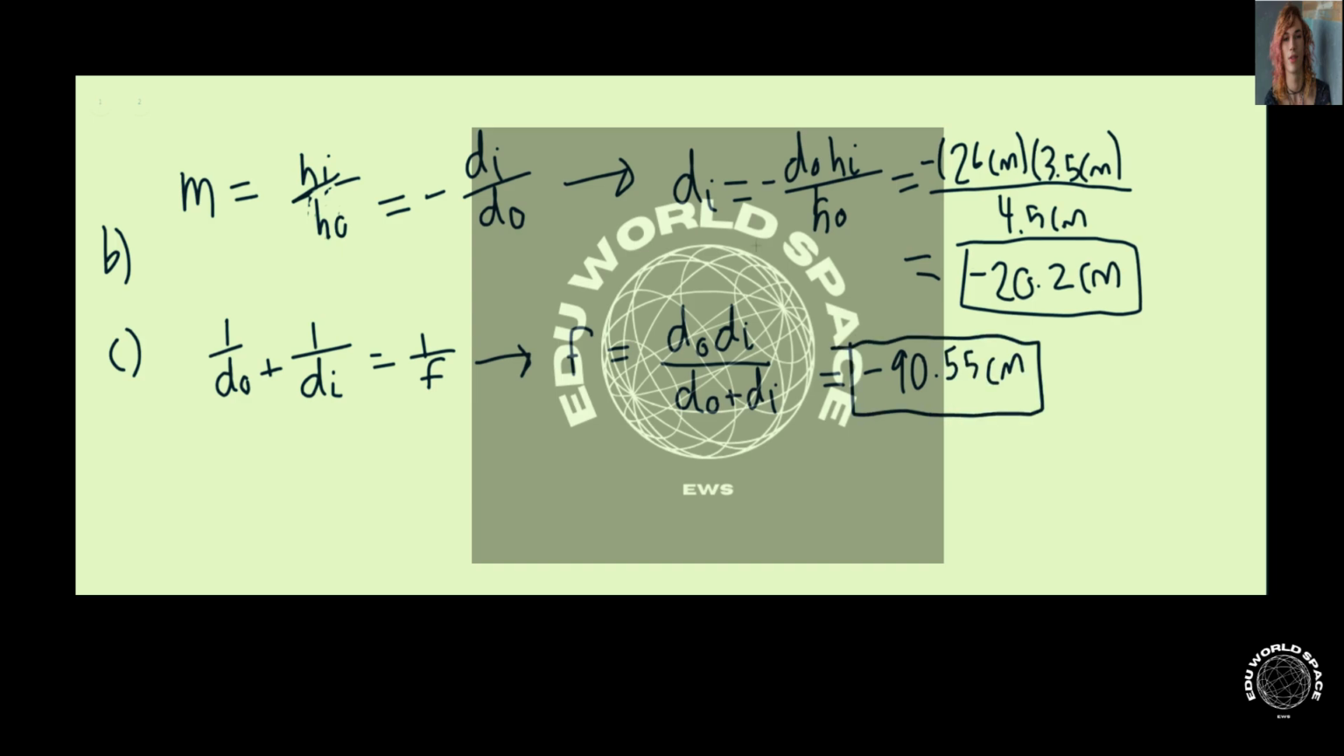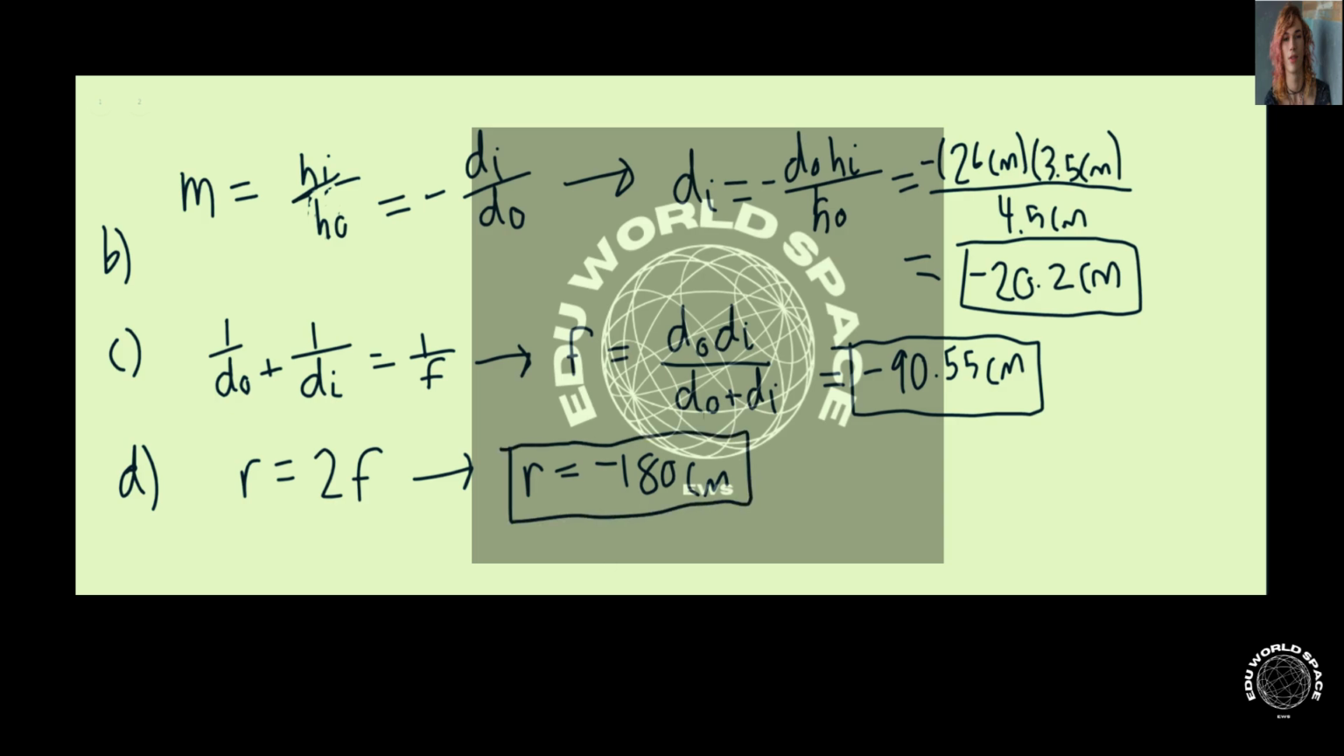Okay. And lastly, we can just make use of the fact that the radius of curvature is always twice the focal length. So it goes without saying that it will be roughly negative 180 centimeters. And that's everything we can know about this problem, essentially. We solved for pretty much everything using all the equations we know.